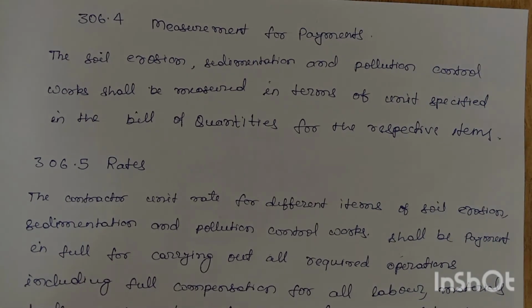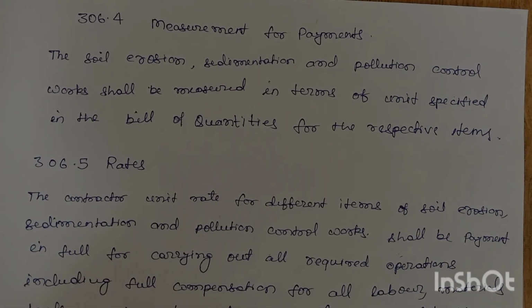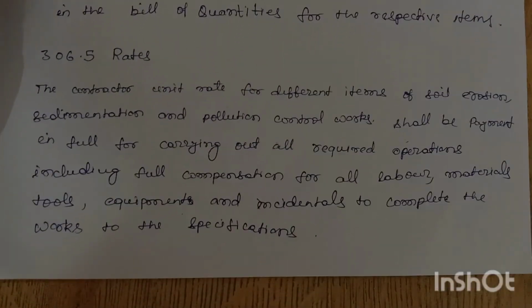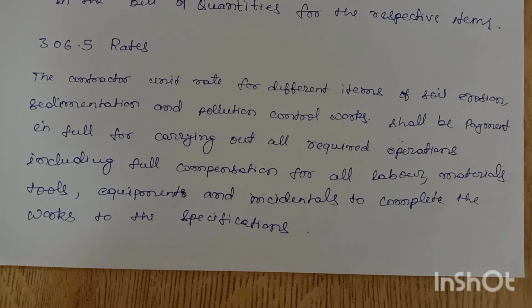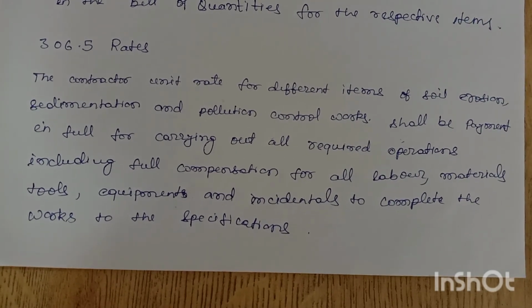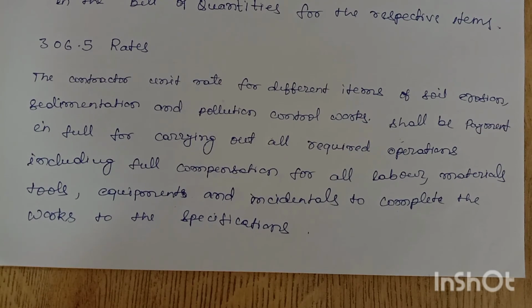306.4 Measurement for payments. The soil erosion, sedimentation, and pollution control work shall be measured in terms of unit specified in the bill of quantities for the respective items. 306.5 Rate. The Contractor's unit rate for different items of soil erosion, sedimentation, and pollution control works shall be payment in full for carrying out all required operations, including full compensation for all labour, material, tools, equipment, and incidentals to complete the work to the specification.